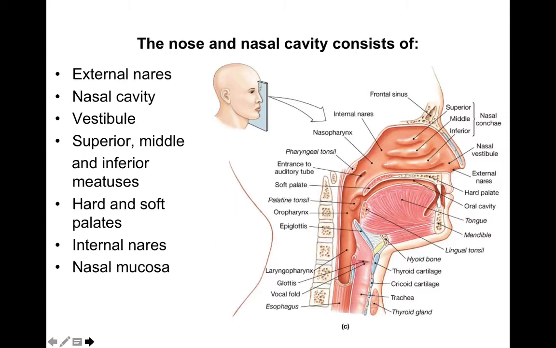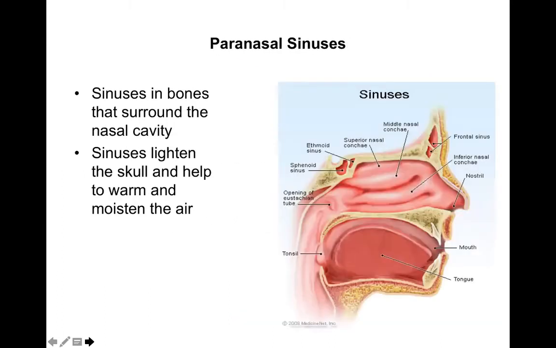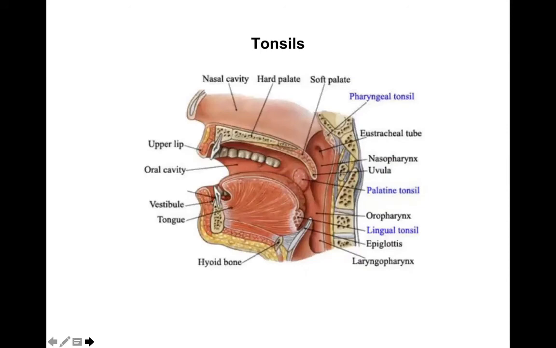So from here, you can go over some of the major functions of the nose and the paranasal sinuses. There are tonsils present in there also. One of the major tonsils is this in here, which is known as the pharyngeal tonsil. This tonsil in here is known as a palatine tonsil. And the other tonsil is very hard to see in here, which is known as the lingual tonsil, which is behind your mouth. Okay.